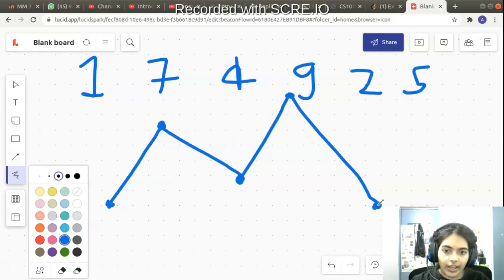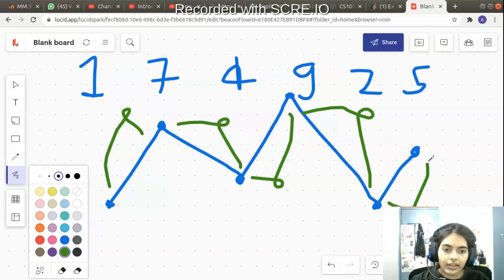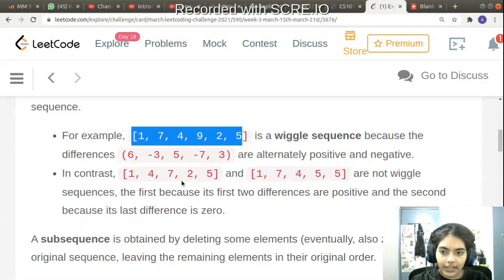And the next point 5 is somewhere here. It is at a high. So you see, this is increasing, then this is decreasing, this is increasing, then this is decreasing, and then this is increasing. So you have alternate increasing, decreasing numbers. Then it is a Wiggle subsequence. Now we have to find the length of the maximum Wiggle subsequence that is present. So this example is fine. Let's take some other example that they have given.